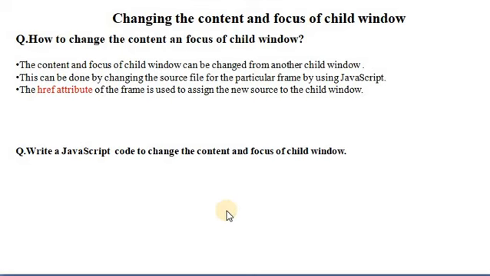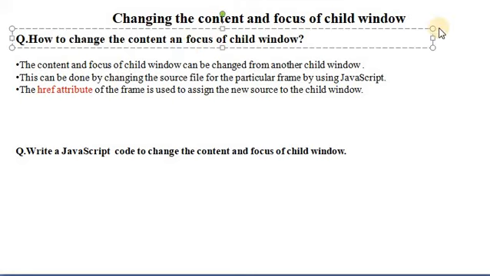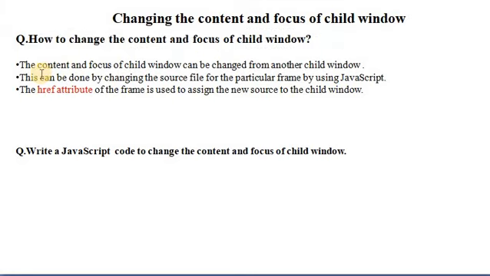The next point is changing the content and focus of a child window. How to change the content and focus of a child window? Let us see. The content and focus of a child window can be changed from another child window, and this can be done by changing the source file for the particular frame by using JavaScript.